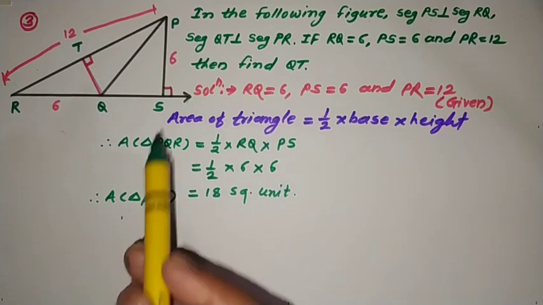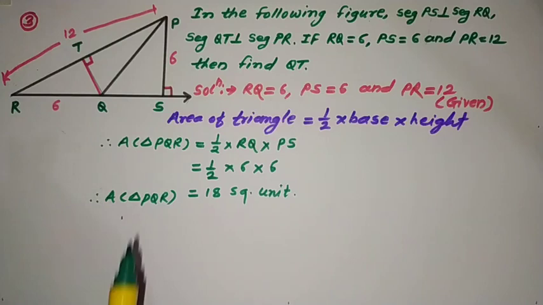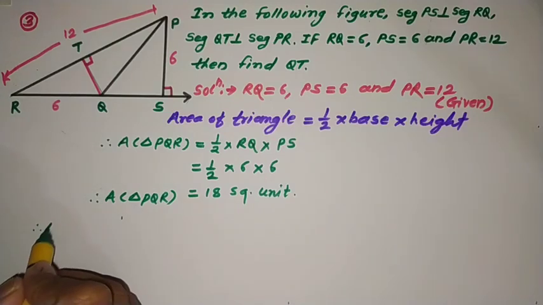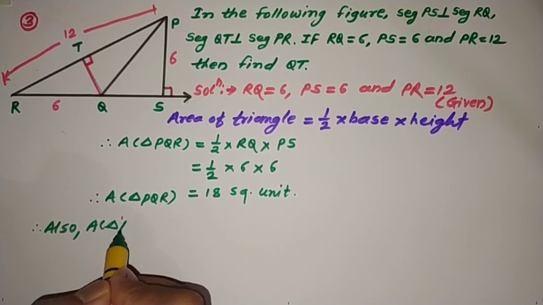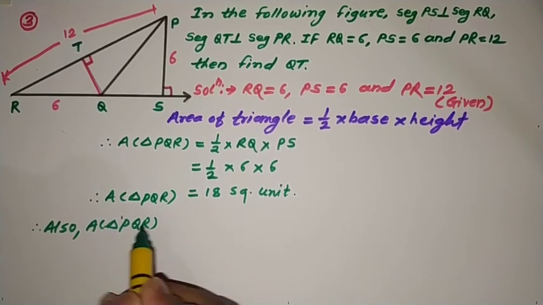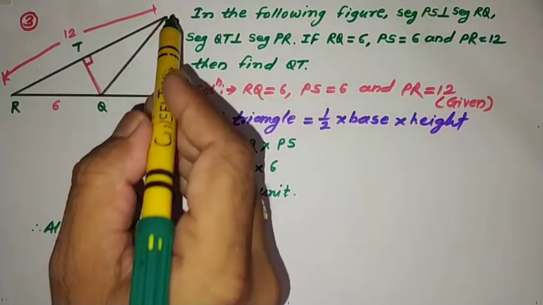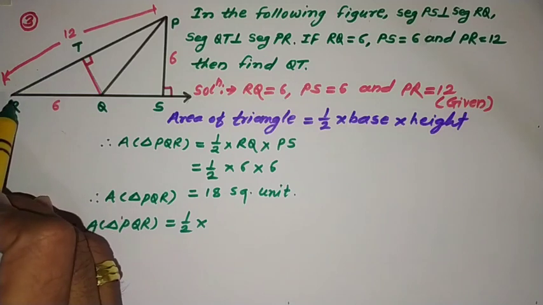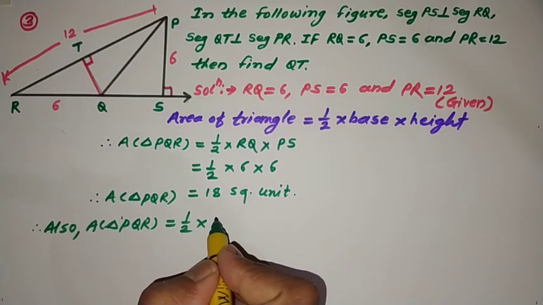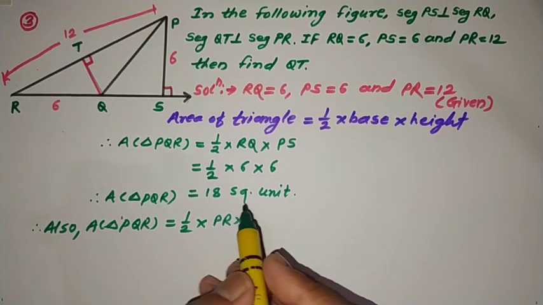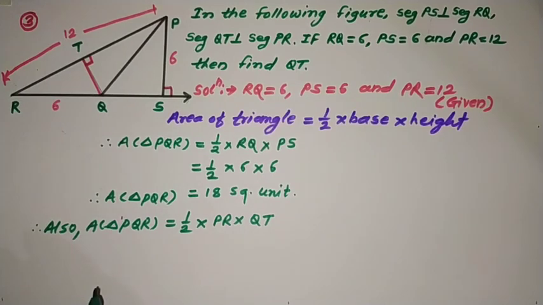Also, area of triangle PQR is equal to 1/2 into base PR into height QT. Put the values in this formula.